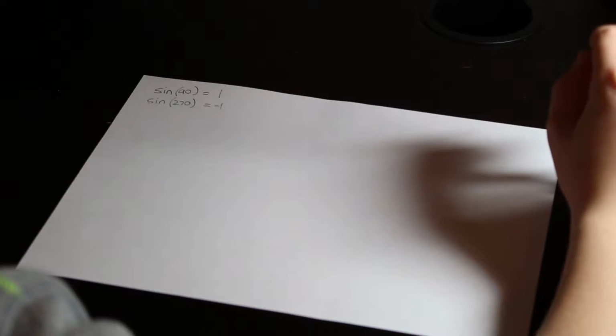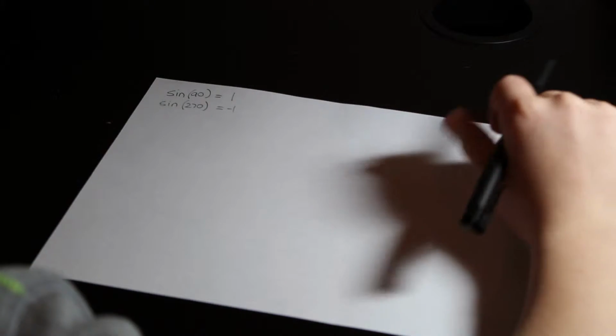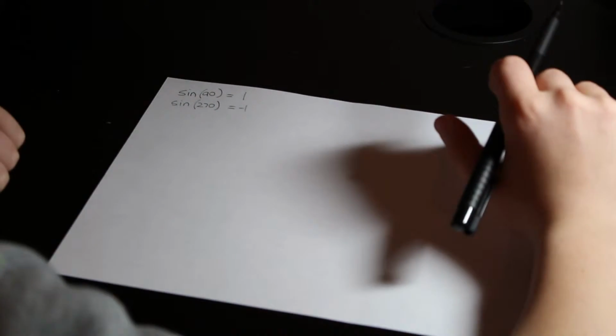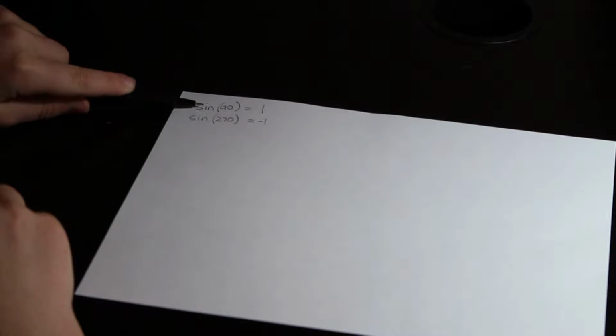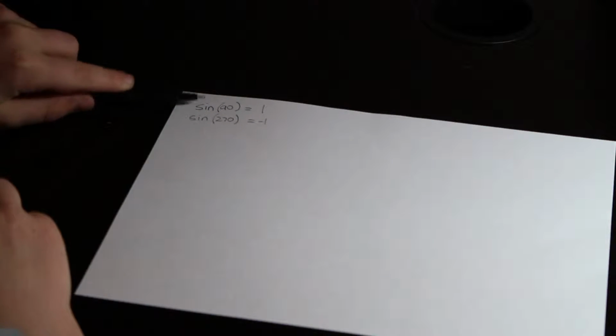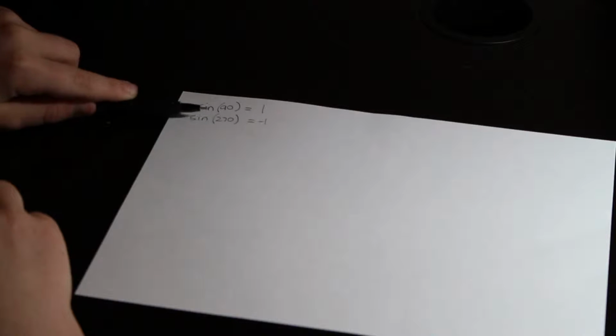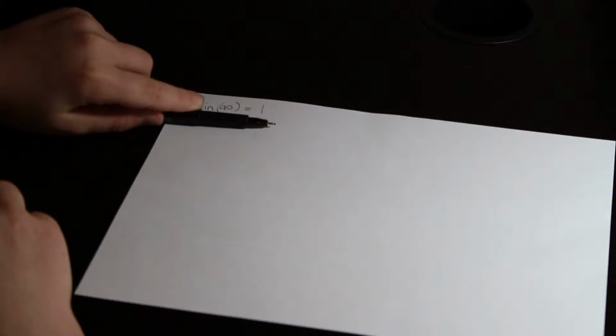Okay, so today we're going to be talking about some trigonometry and some functions like sine. You may or may not have heard them before. So here are some basic values. The sine of 90, this is in degrees, is equal to 1. The sine of 270 is equal to -1.